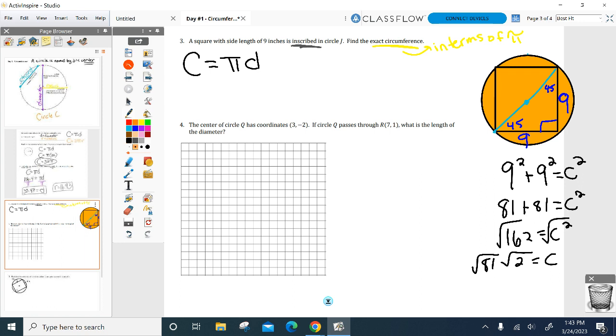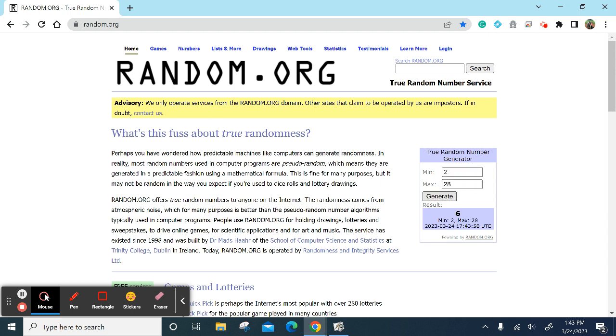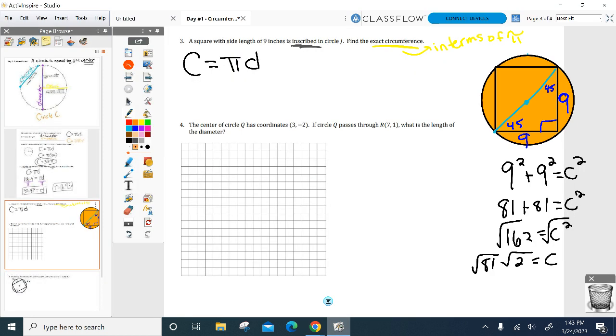81 times 2. So whether you did your 45, 45, 90 rule and got there quicker than we did, or Pythag, what is the length of that diameter? And there's my diameter. So C equals diameter 9 radical 2 times pi. I just asked, make sure that pi is clearly outside the radical, right?